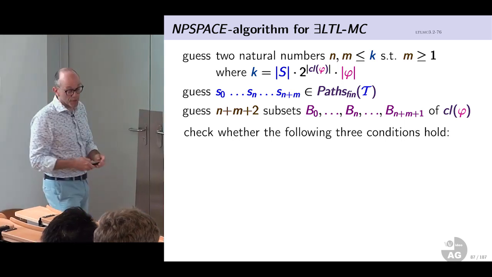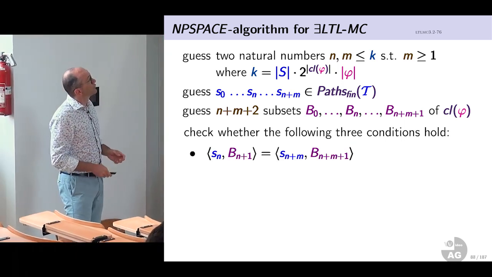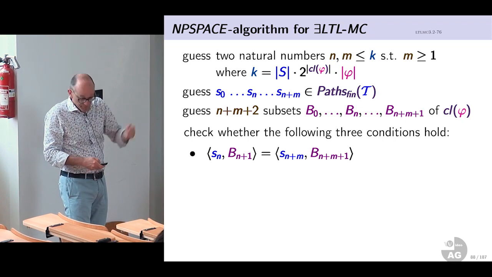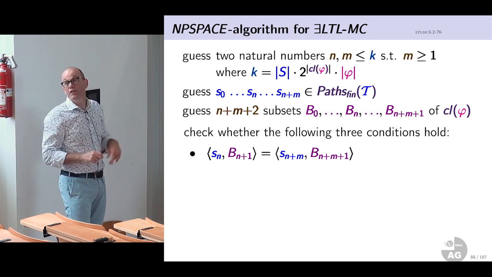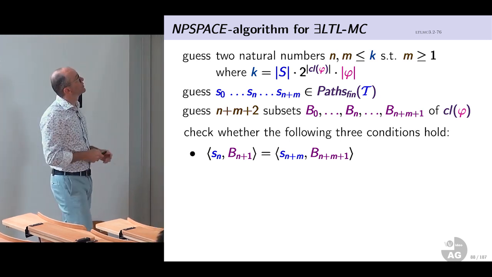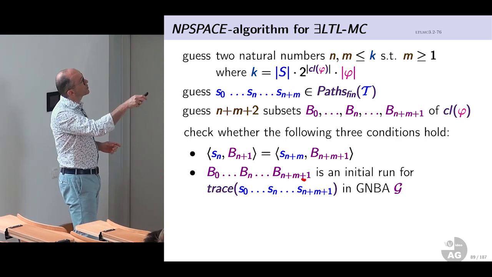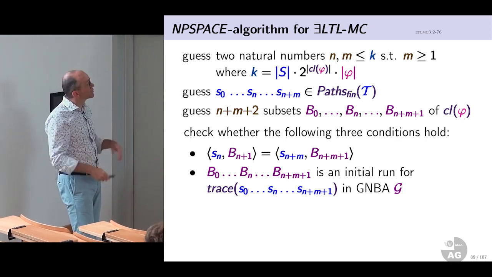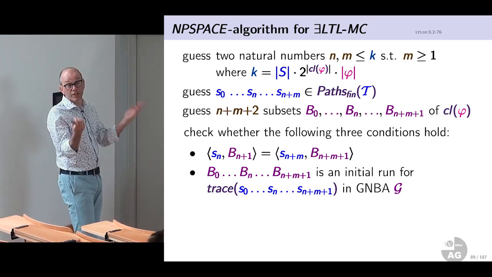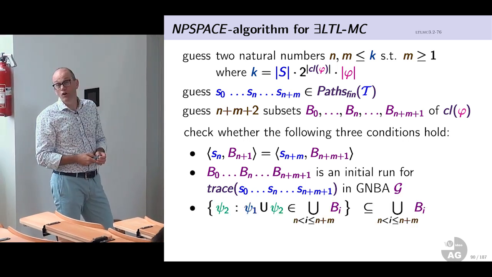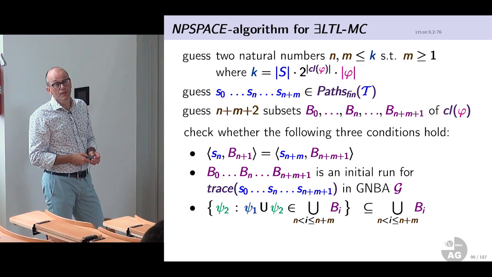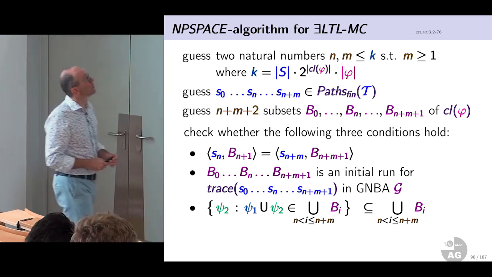So now I have to check a couple of conditions. I have to check whether indeed it's a cycle. So if I am here in the transition system and there in the automaton, this is the same state in the product as the one at the end of the cycle. I need to check that this is an initial run. An initial run of what? Well, of the trace of the path that I just have guessed in the transition system. And I need to check that all my until formulas are fulfilled. And this you can do all in polynomial time.